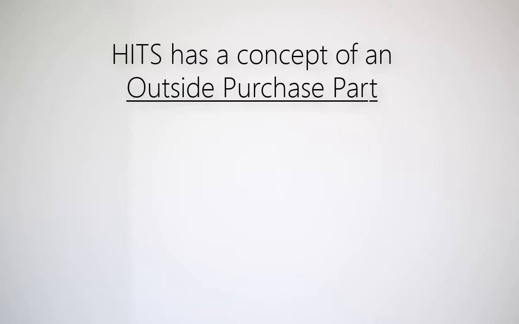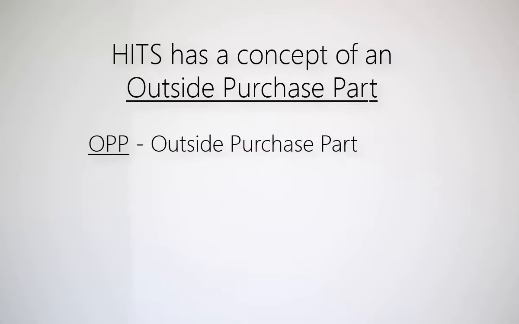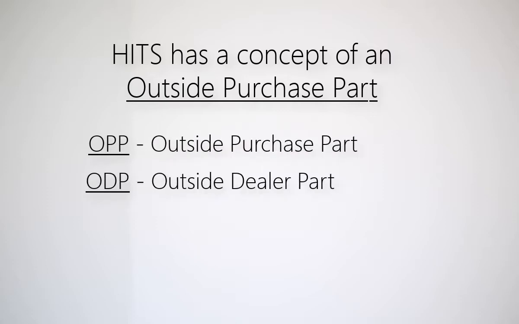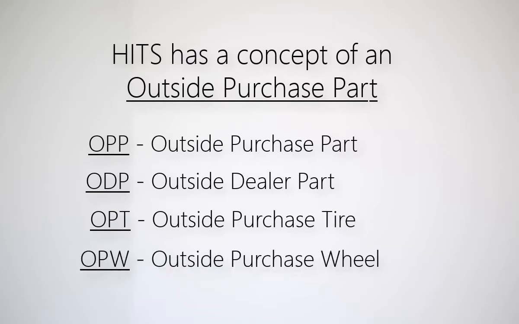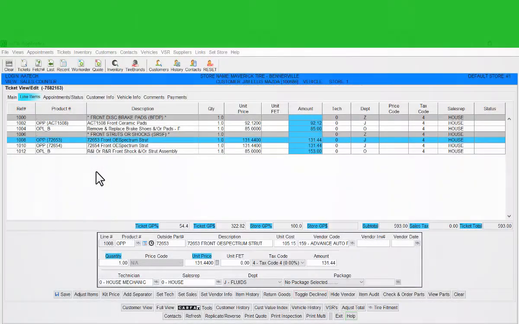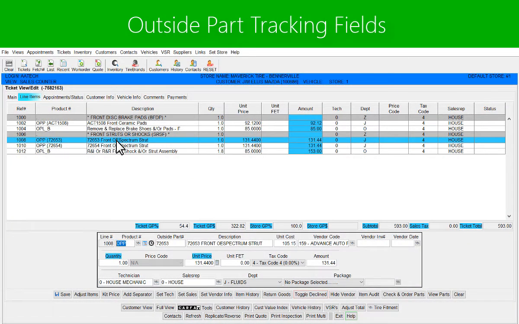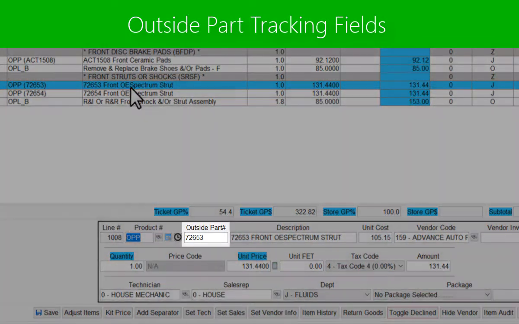Most shops have 4 generic outside purchase codes: OPP for outside purchase part, ODP for outside dealer part, OPT for outside purchase tire, and OPW for outside purchase wheel. Each generic code can have its own pricing matrix. While most users use these 4 generic outside part codes, you can add as many generic outside part codes as you desire. If an outside part is on a quote or work order, you can enter the outside part number.